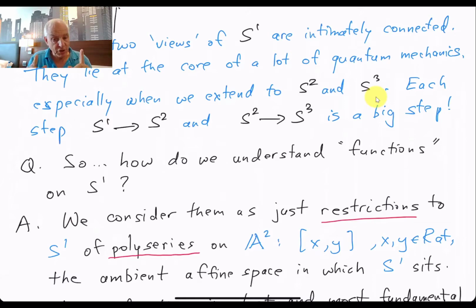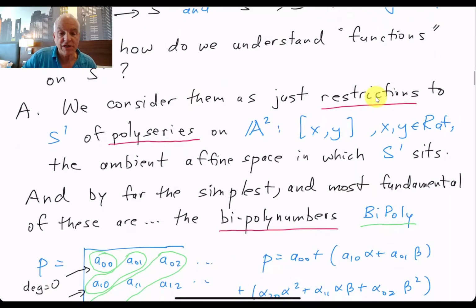Well, what we are not going to do is introduce a parameter of the angle and then talk about functions of that angle. That's not the way we're going to proceed. We're going to proceed instead by considering functions as just restrictions to the circle S1 of polynumber series on the ambient affine space A2. So the circle is sitting inside this affine space, just consisting of affine points of the form x and y. And for us, x and y are typically rational numbers. This is the ambient affine space in which S1 sits.